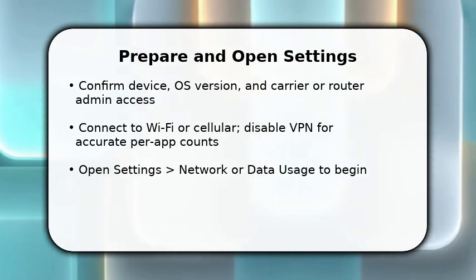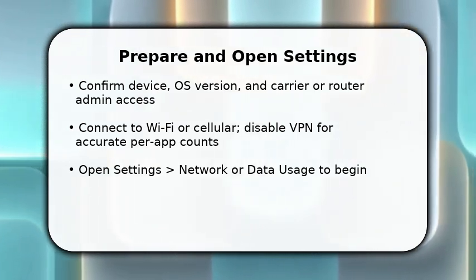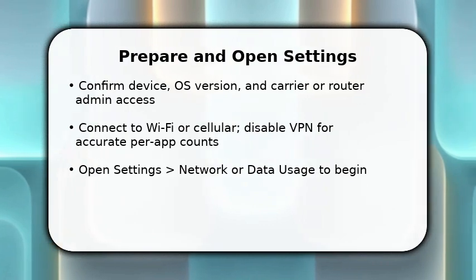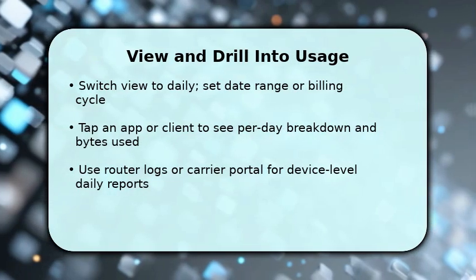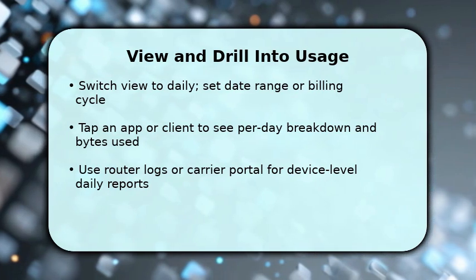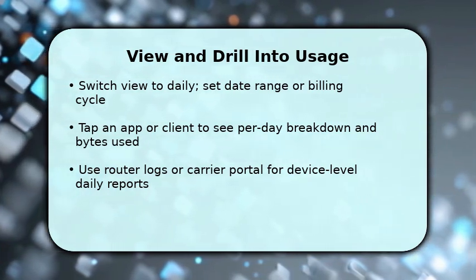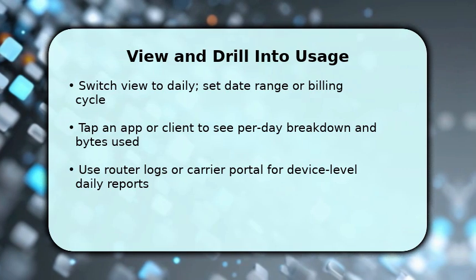This is where daily counters appear. Make sure to pick the correct SIM or Wi-Fi interface so you don't mix cellular. Once in the data usage screen, change the view to daily and align the date range to the day or billing cycle you need, because weekly views hide spikes.